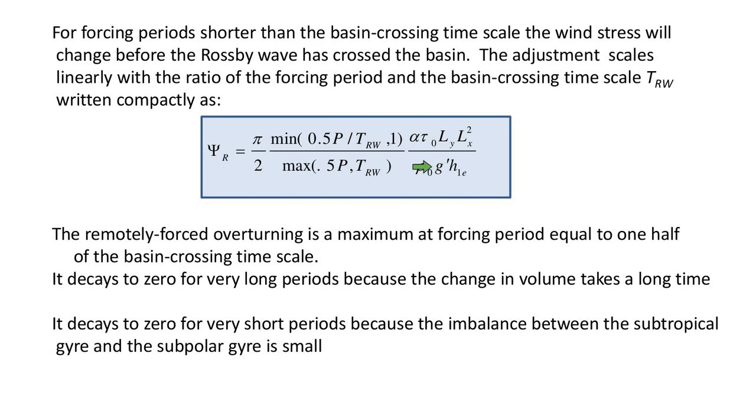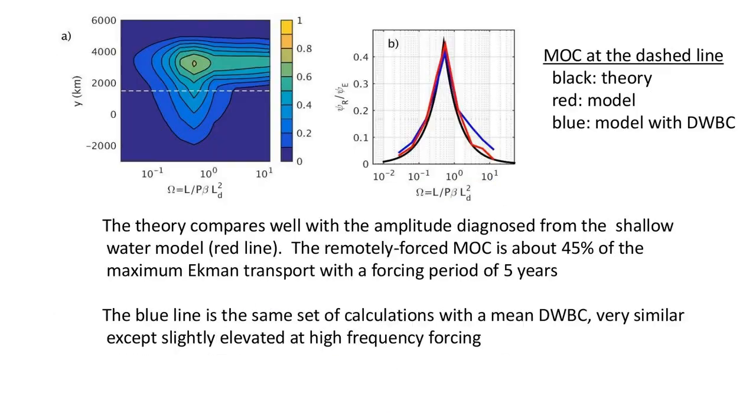That's that delta V. This top, I'm choosing if the half the period is smaller than the crossing timescale, then I reduce the volume by that linear fraction. And then if the forcing period is long compared to the basin crossing timescale, then the change in volume takes place over half the forcing period. So this is kind of a heuristic model. I'm doing a little bit of hand waving here, but I think that this is essentially what's controlling the behavior and the amplitude of the frequency and magnitude dependence of the remote overturning.